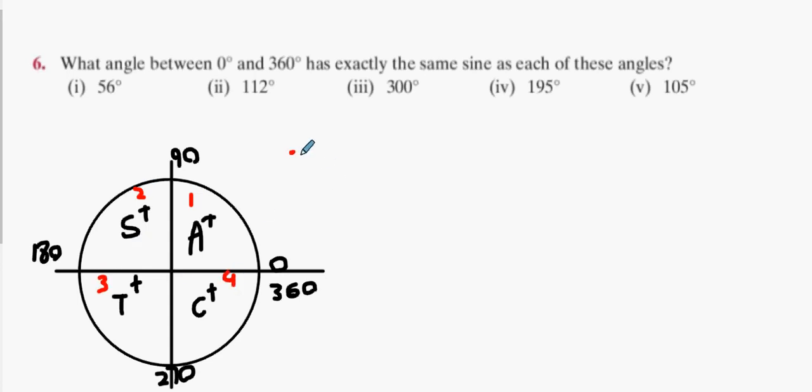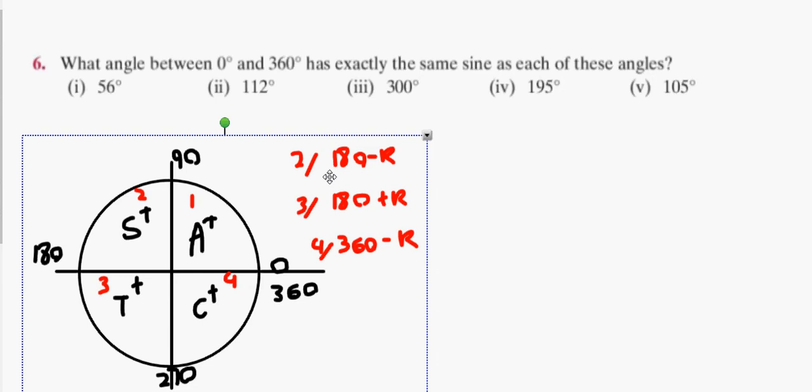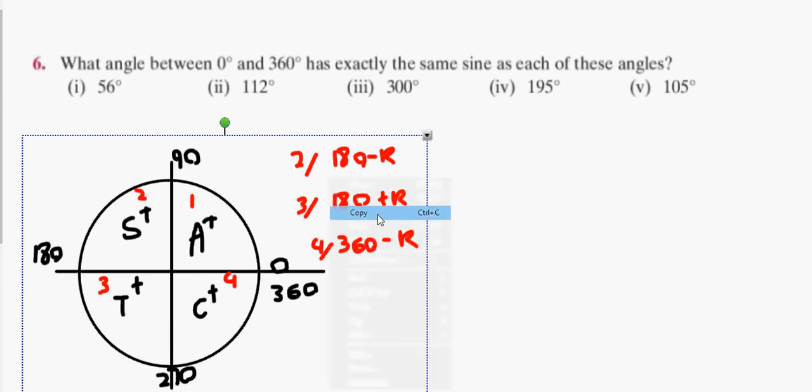Quadrant 2 is 180 minus your reference angle. Quadrant 3 is 180 plus your reference angle. And quadrant 4 is 360 minus your reference angle. And we're going to use all these notes to answer the questions as they happen. Right? So let's do this.